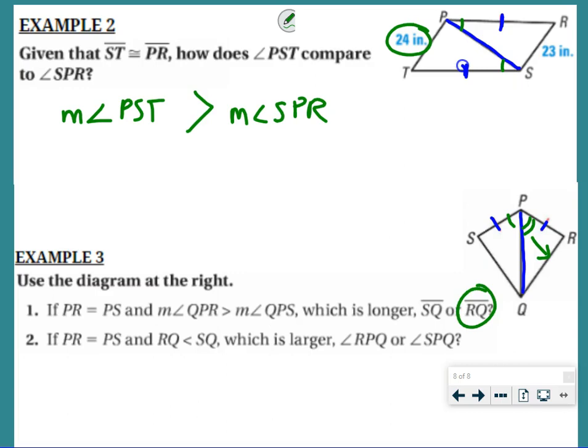And then if PR is equal to PS and RQ is less than SQ, which is larger, angle RPQ or angle SPQ? So we have, again, two pairs of side lengths that are congruent. We know that RQ is smaller than SQ. So which is larger? The angle that's across from the larger side, which is SQ. So this angle right here, angle SPQ, is going to be bigger.